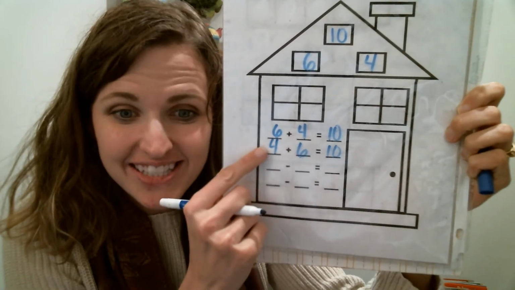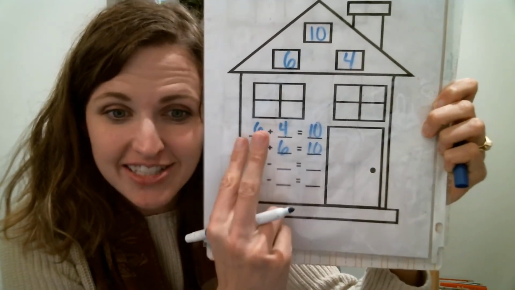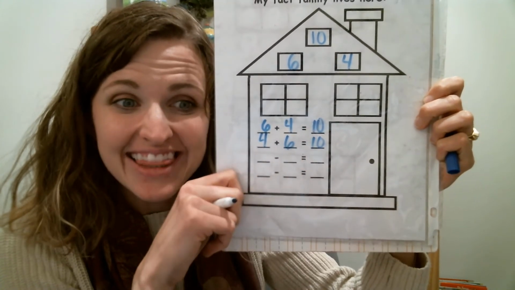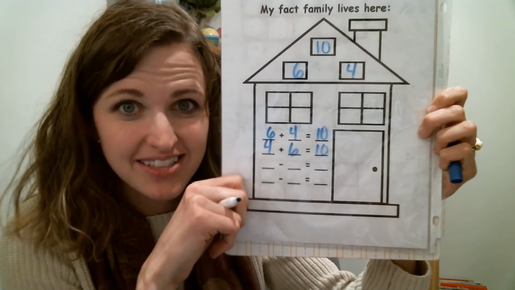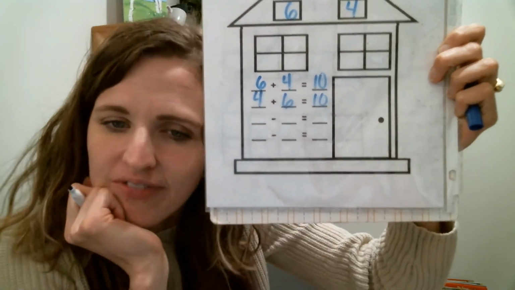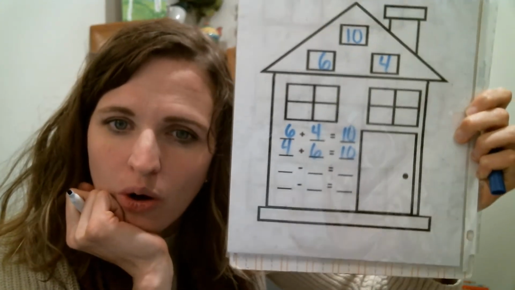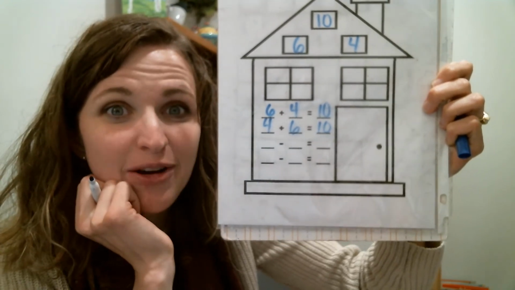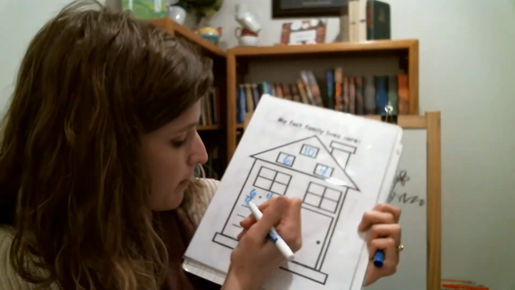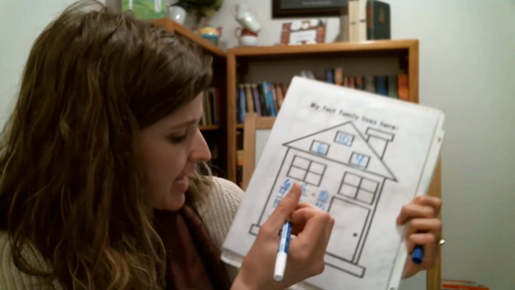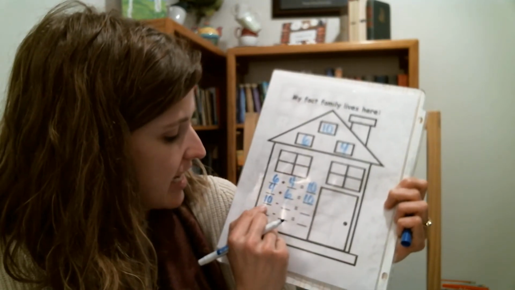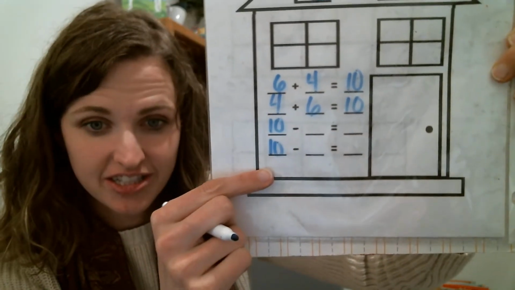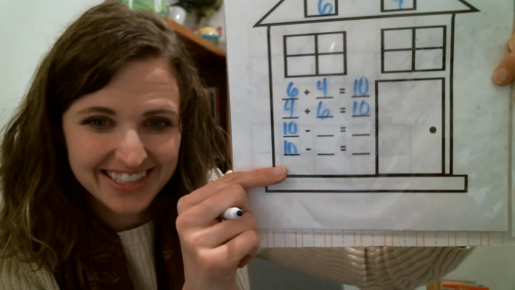The parts change spots. They just flip. The whole is at the end of your addition facts. What about subtraction facts? Where does the whole sit for subtraction facts? The whole is how you start a subtraction problem. You always put the whole at the beginning. So 10 at the beginning of each of your subtractions.